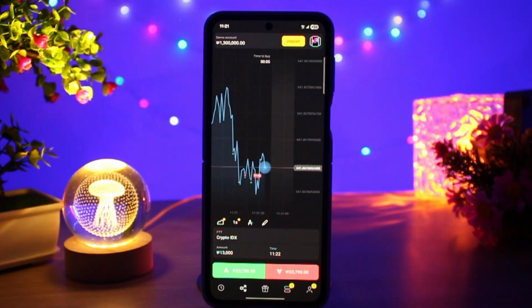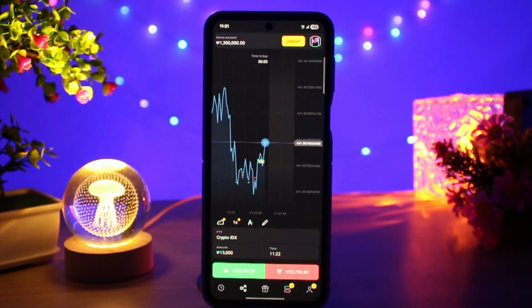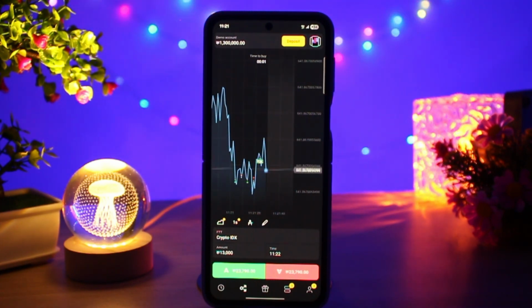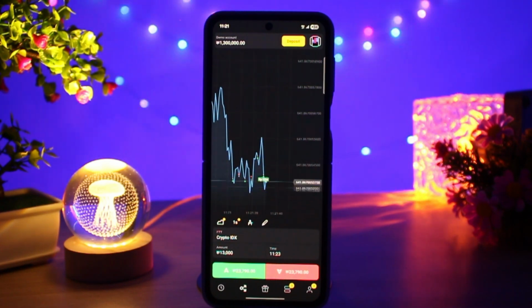Next is to trade with a plan. Set clear goals for each trade. Decide in advance when to take profits and cut losses. Then avoid emotional decisions based on greed or fear.